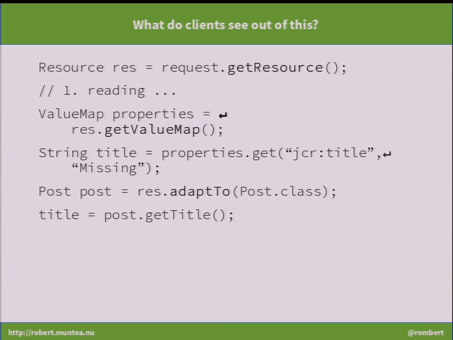Sometimes you're fine using such an untyped way of accessing data. You can just do hash maps and be fine with it. Sometimes you want sort of a strongly typed approach. And that's where Sling helps you with this resource adapt to post.class. Now, the post class is something outside of Sling's domain. It's a custom class that we have written.